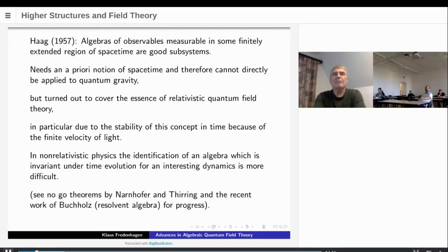It was, I think, a basic insight of Rudolf Haag. Okay, sorry to interrupt you, there's a question here. Yeah, yeah. So the question is about this effect. Can you explain a bit more about it?